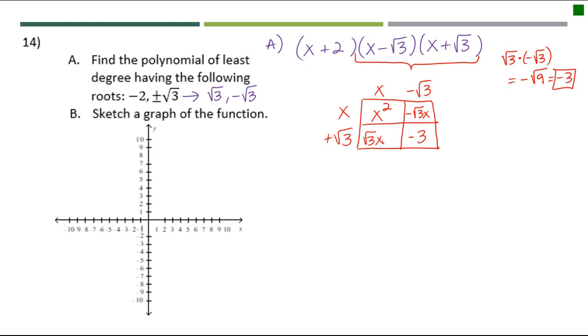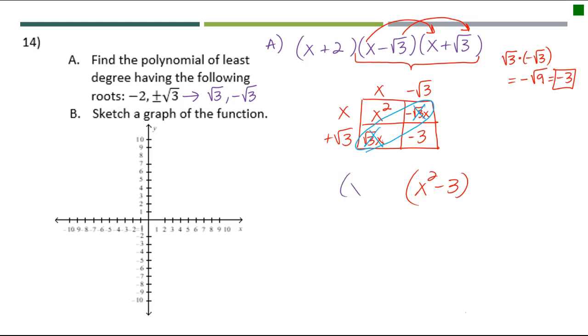So now, if you notice here, I have like terms, but they're the same exact thing with opposite signs, so they actually cross each other out. And all I have left now is x squared minus 3. So there is a shortcut if it makes sense to you. Whenever you have these conjugates, if you only multiply the first terms and then the last terms, it'll always give you what you would end up with if you did all the work.